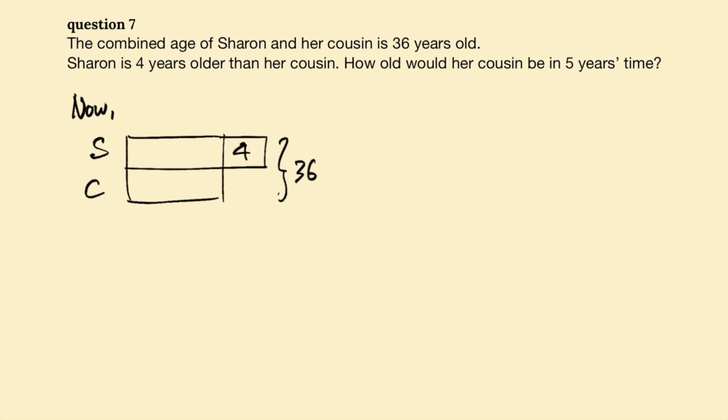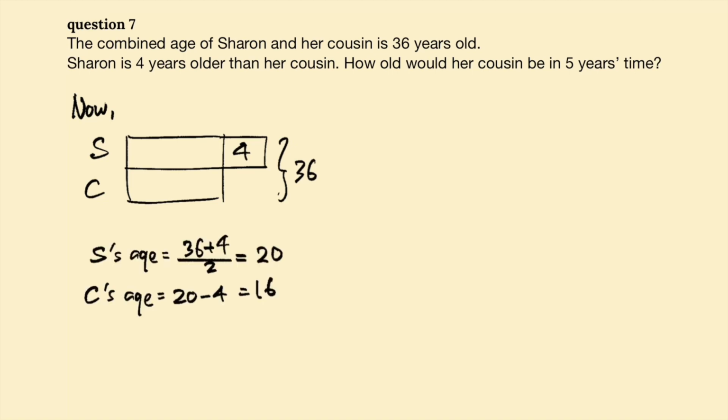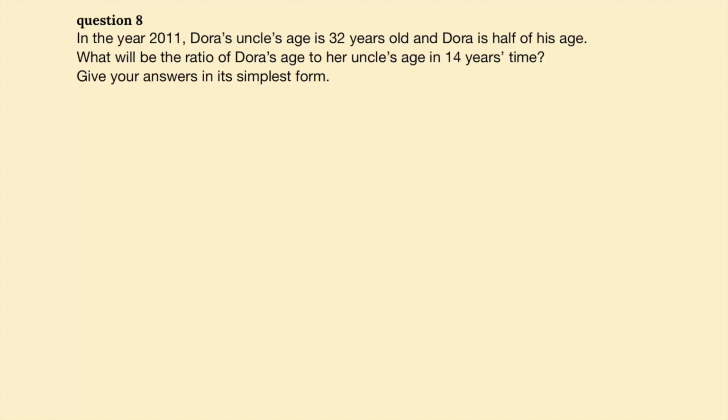So right now it's 4 years older than the cousin. The combined is 36. We can do something about that. So Sharon's age must therefore be 36 plus 4 divided by 2. That's 20. The cousin's age is 16. So the cousin in 5 years' time will simply be 16 plus 5. That's 21.